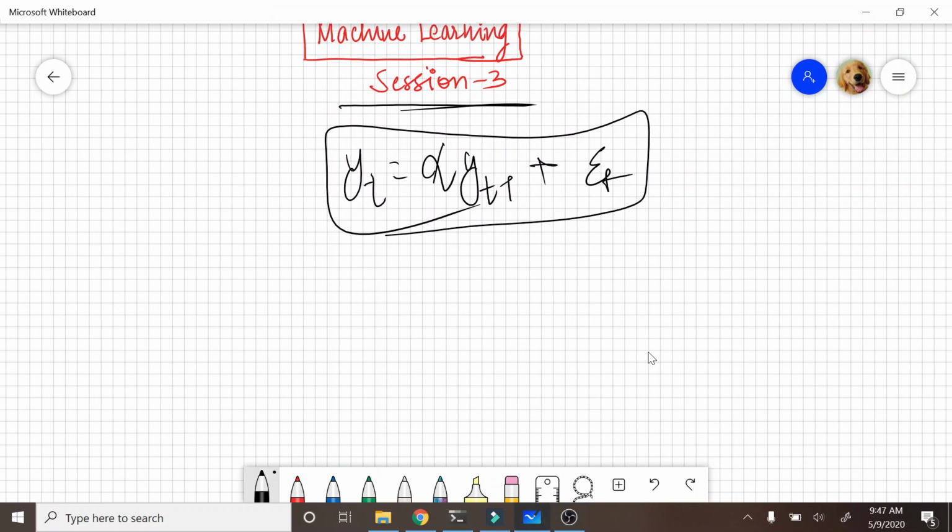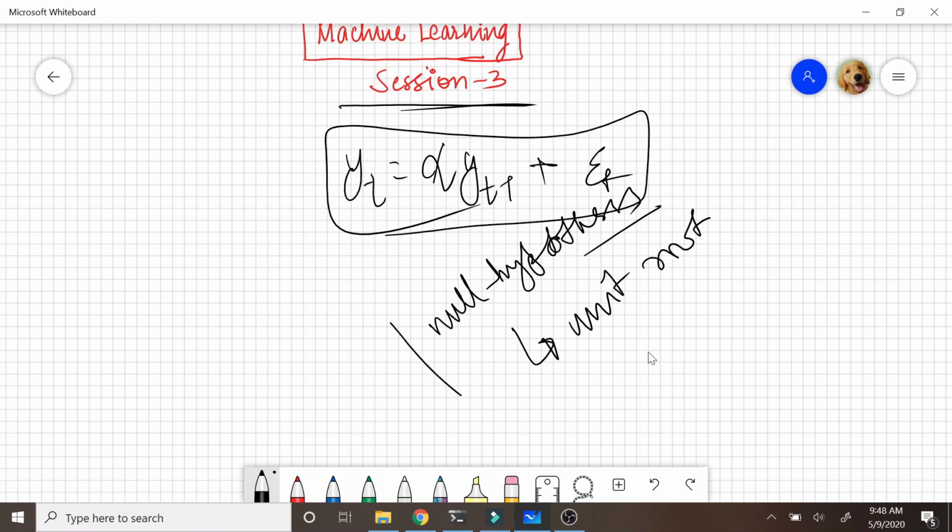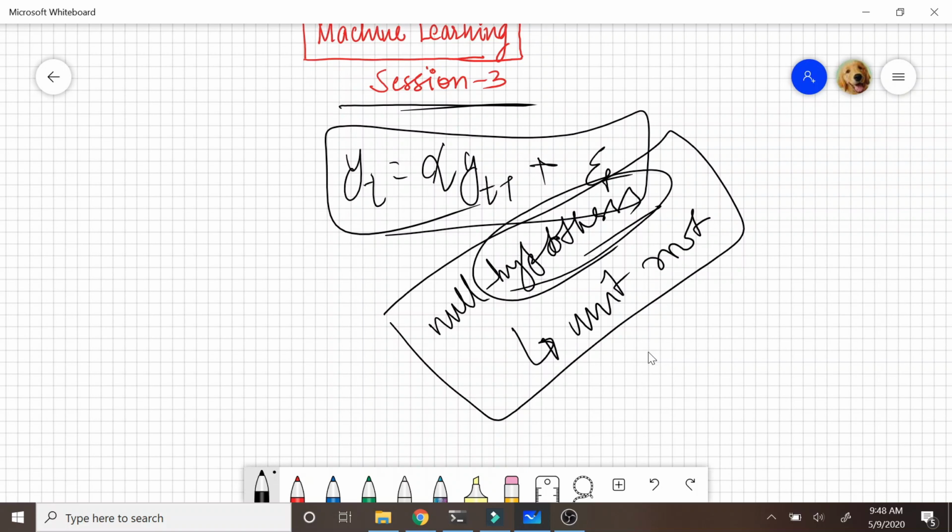So with this, I hope you've understood the concept of what is a stationary time series and what is a non-stationary time series. There are two more important concepts that we need to understand. One is called the null hypothesis, and the other is called unit root. In very simple terms, hypothesis everybody understands. It's making a statement which may be true.